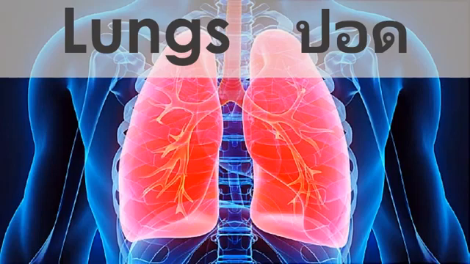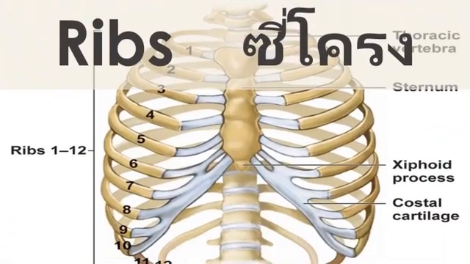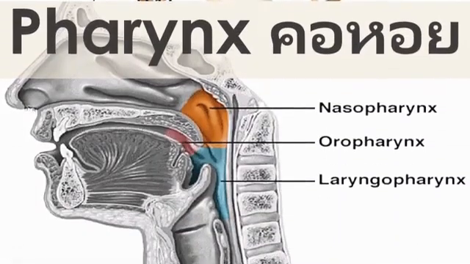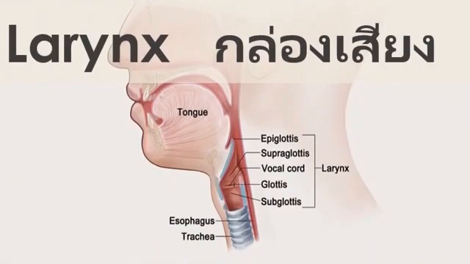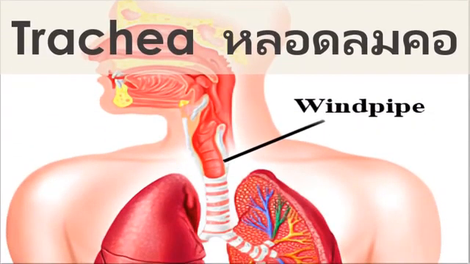Lungs, lungs. Ribs, ribs. Pharynx, pharynx. Larynx, larynx. Trachea, trachea.